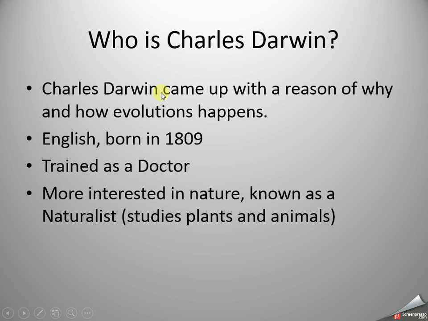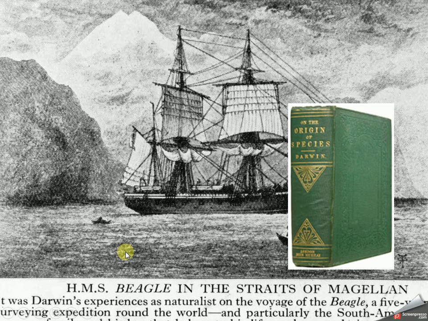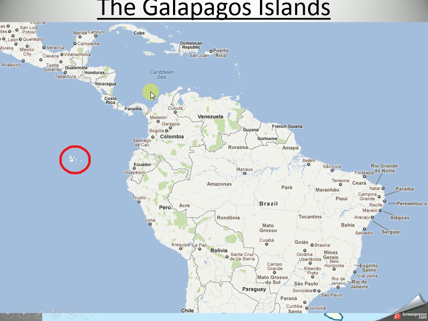Who came up with the theory of evolution? Well, it was this chap here, Charles Darwin. He came up with the theory of evolution, and he trained as a doctor, etc. This was the famous ship that he sailed around the world in. This was the book that he wrote years later, On the Origin of Species, by Darwin. The boat that he sailed away in was called the HMS Beagle, and like I said, it was a 5-year mission around the world, particularly around South America, and this is where he ended up.